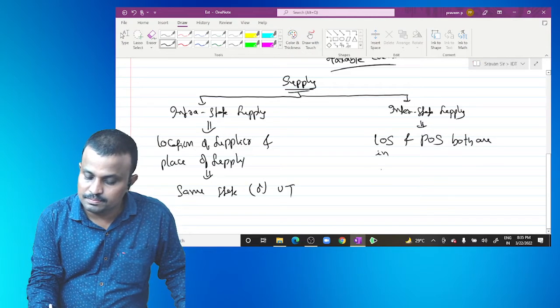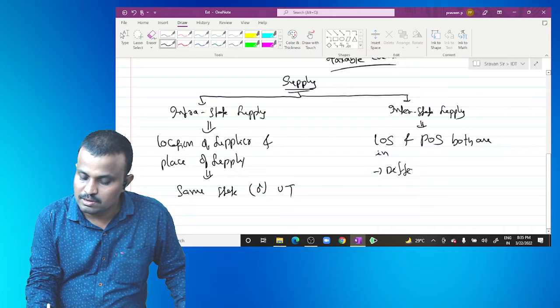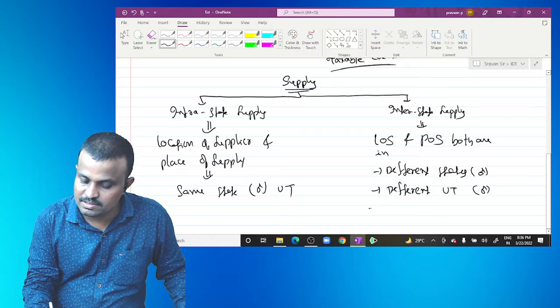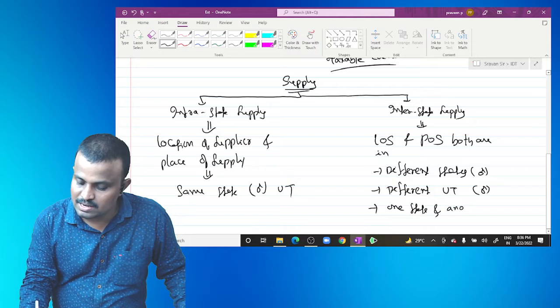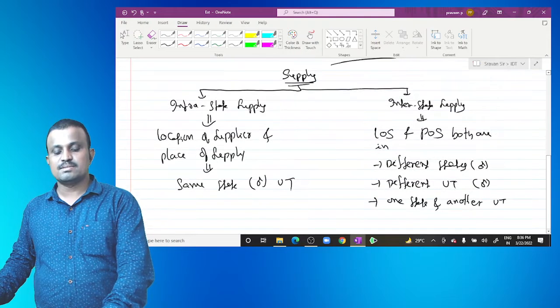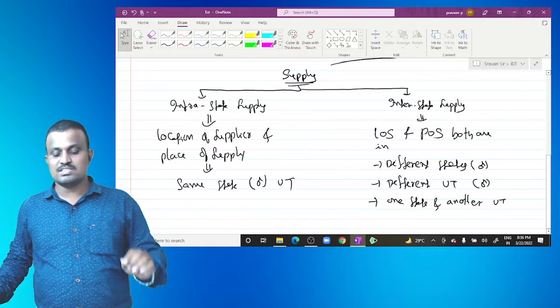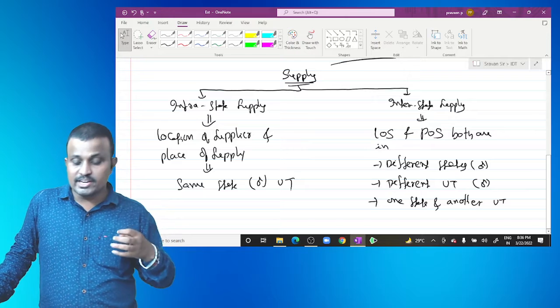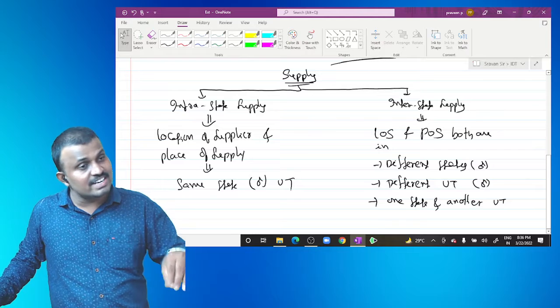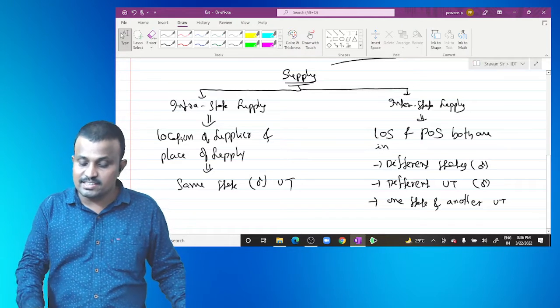Then coming to interstate supply, if location of the supplier and place of supply both are in different states, or different union territories, or in one state and another union territory, that is said to be interstate supply.